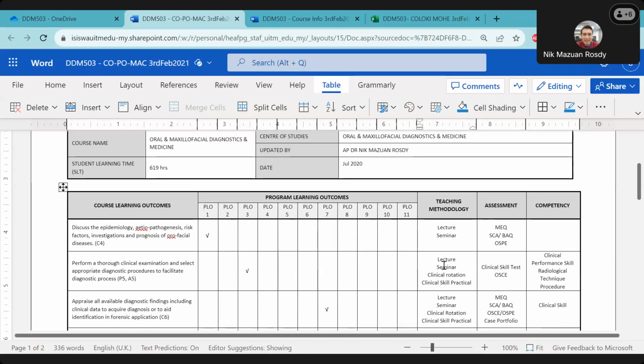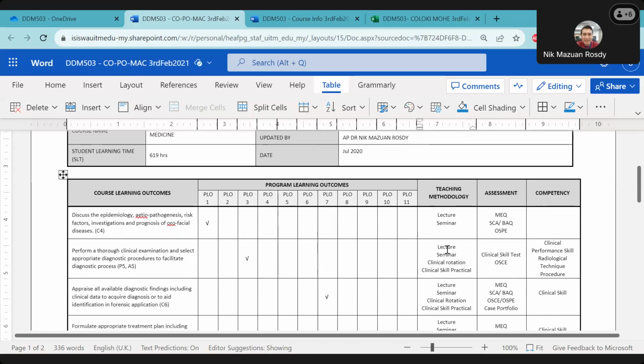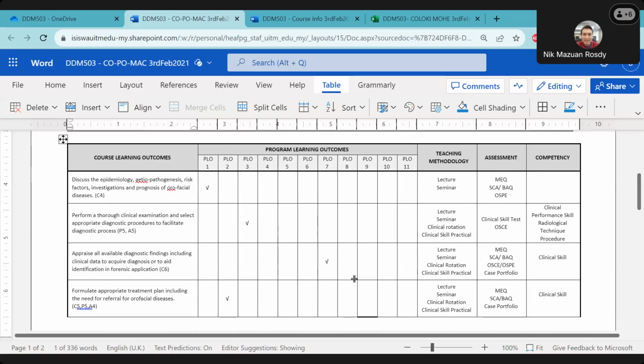So nak selamat, you don't have to spell out the lecture because lecture ni is actually the didactic one, which is the theory part. So kalau you tak nak letak lecture ni pun tak apa. Okay, you boleh delete. Okay, appraise ni paper base. So paper base again, you tak boleh buat SKI, you boleh buat OSPI saja. Case portfolio is paper base. MAQ paper base.